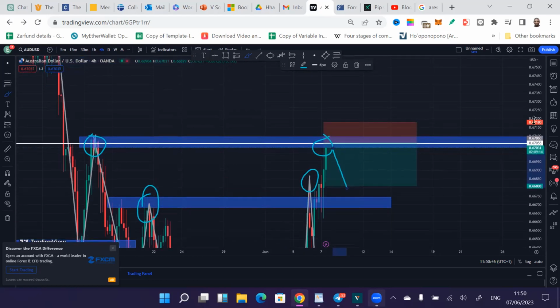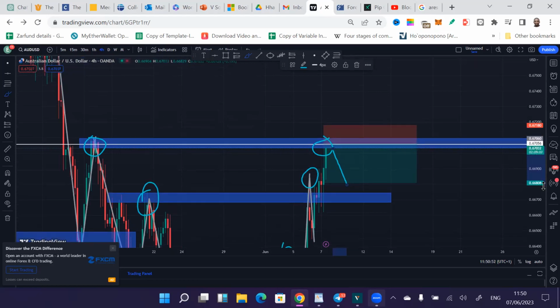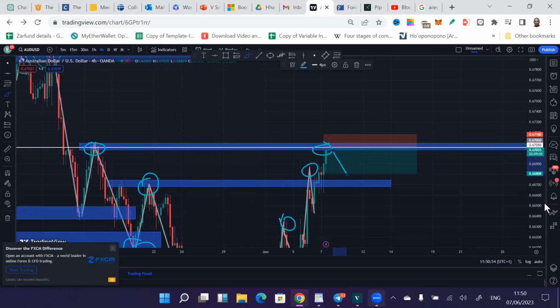What time frame are we using? We're using the 4-hour time frame on this one right now. So if this trade doesn't go well, we will enter another trade that is going to be a buy trade. And our goal on that trade will be to take twice the loss we made on that trade.